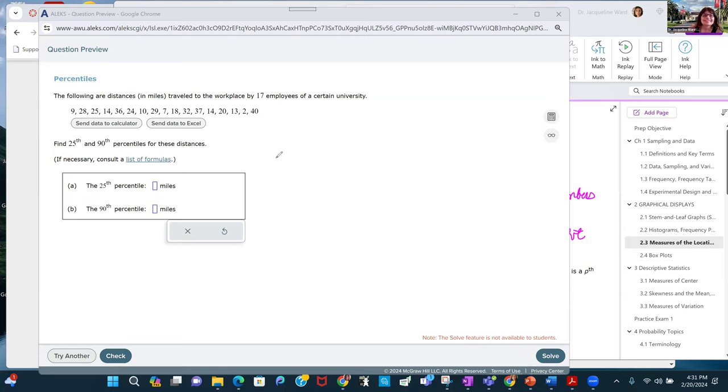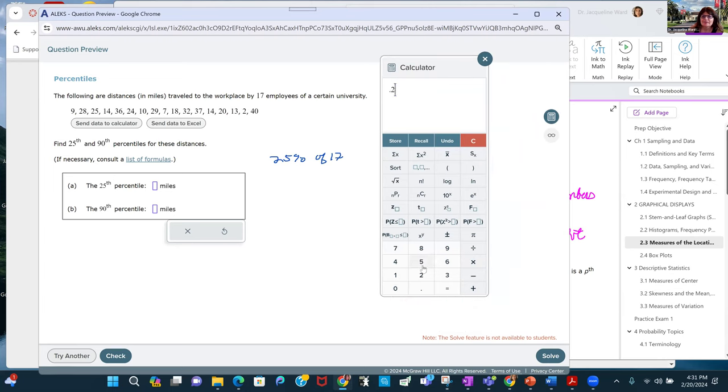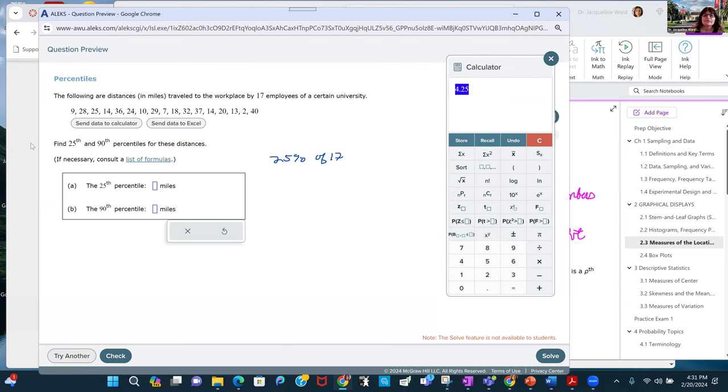Twenty-fifth and 90th percentiles. So let's do this. 25% of 17. Frustrating. Sometimes I do solve instead of check by mistake. So that's 4.25. So you're going to round up and we're going to look at the number in the fifth place.